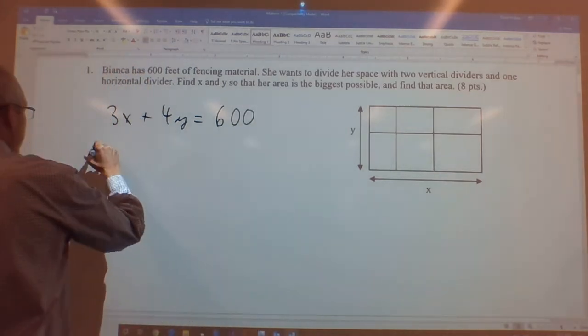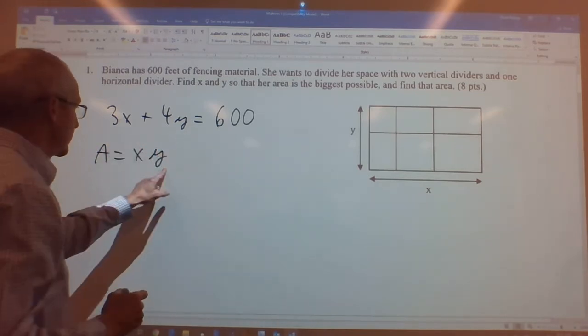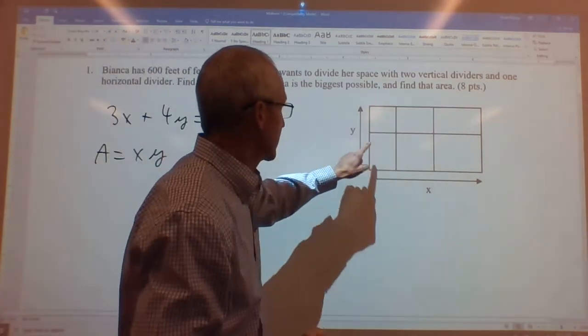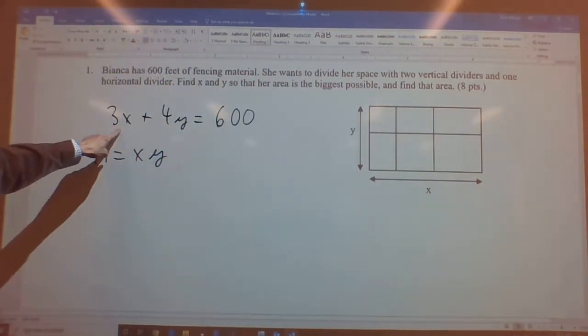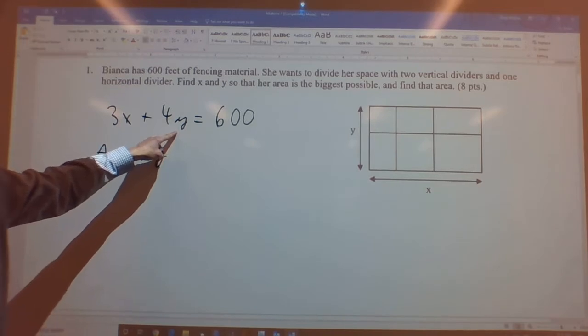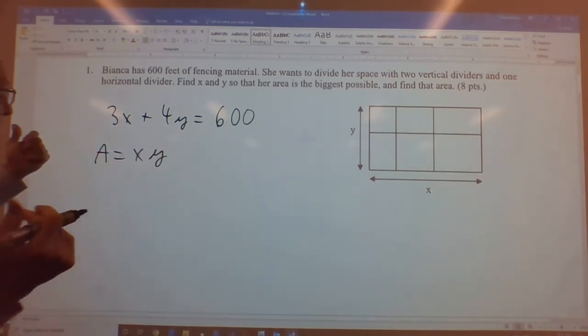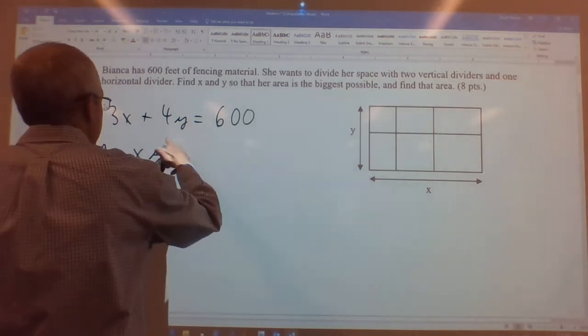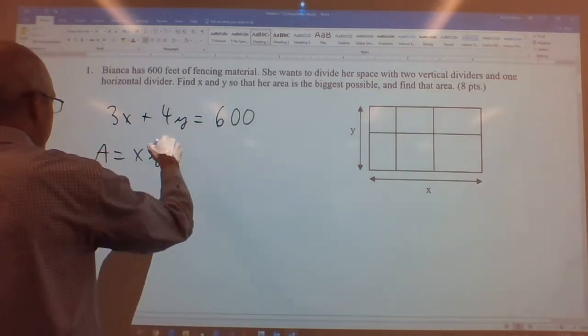Then our area is just x times y. We want to make x times y as big as possible, given that this is true. So we either solve for x up here or solve for y, it doesn't matter. Plug it into here, and then do our algebra. Let's solve for y. Why not? Because it's fun to say why not if you're solving for y. Okay, let's solve for y here.